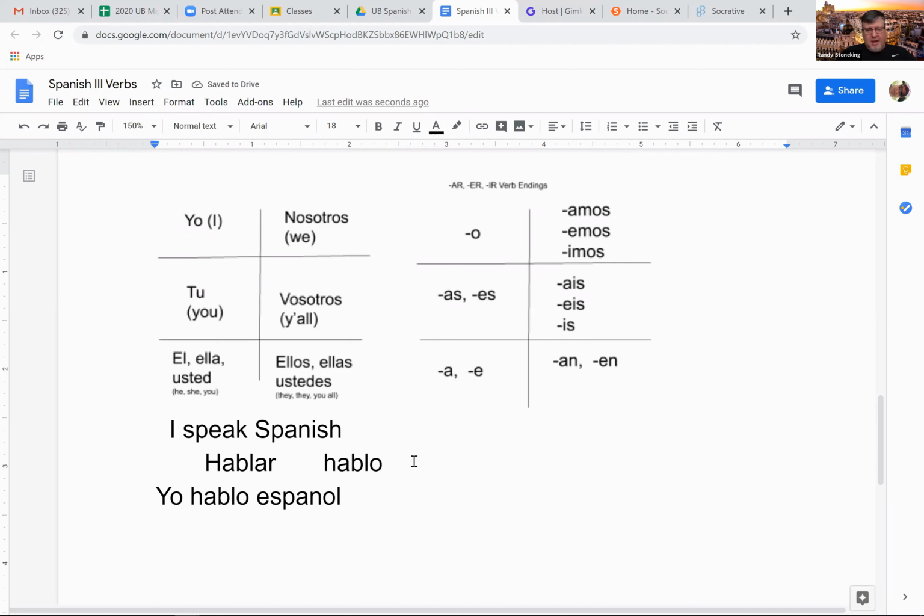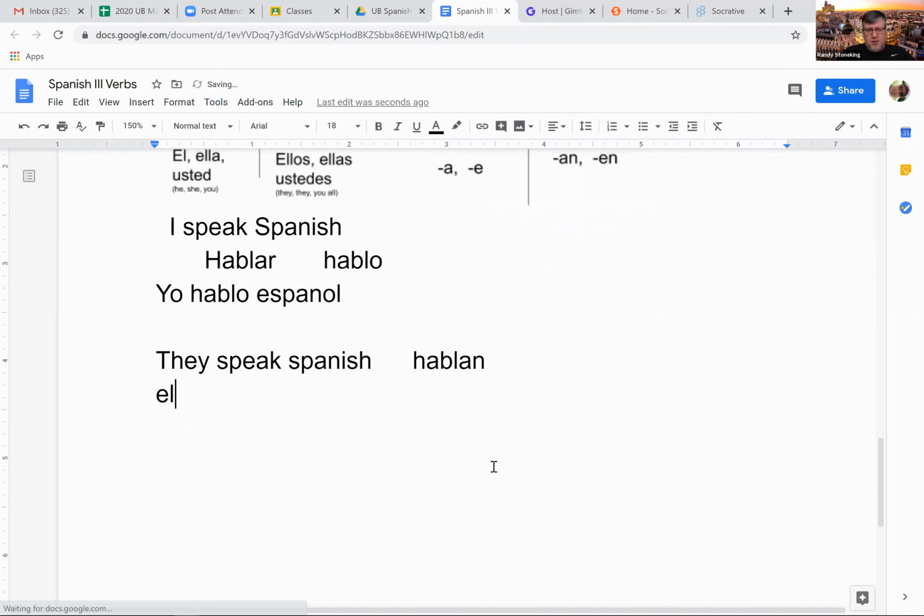If we wanted to do it as they speak Spanish, for example, we take the same verb, H-A-B-L-A-R, knock off the last two letters, but this time we do the ending for they, which is ellos or ellas or ustedes. It is an AR verb, so we take the A in, hablan. So then it becomes ellos hablan español.